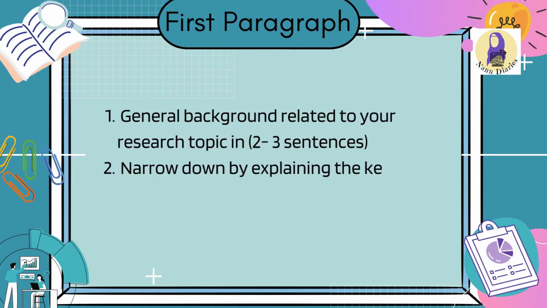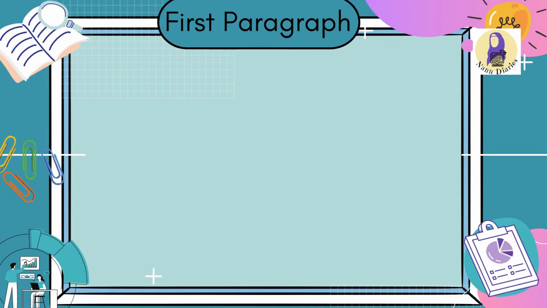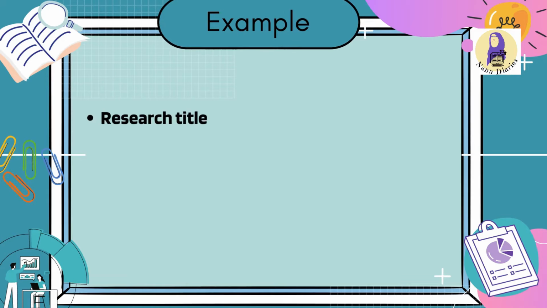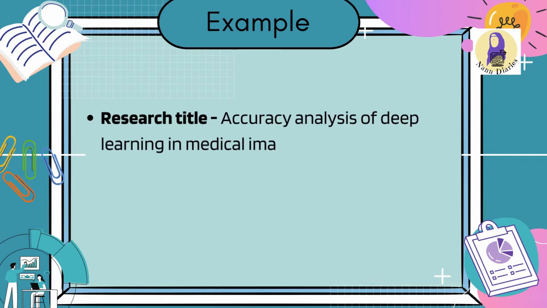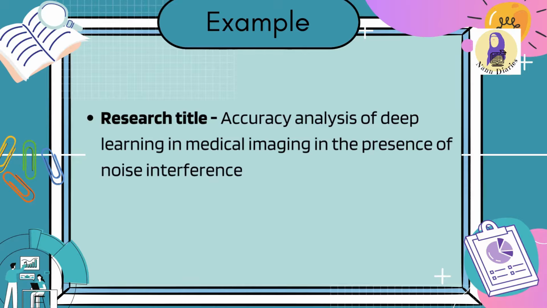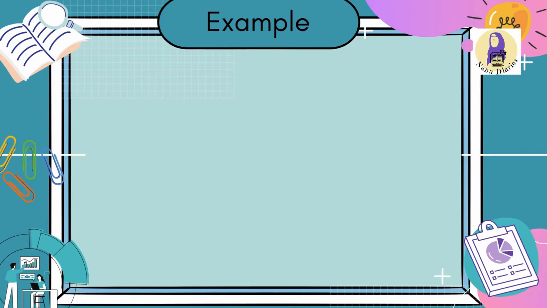After that, you narrow it down by explaining the key information of your title. For example, in your research title, you talk about the accuracy and analysis of deep learning. So you will talk about why accuracy is important in deep learning, what medical imaging is, and what happens if there is noise. You will break down each and every word and explain.